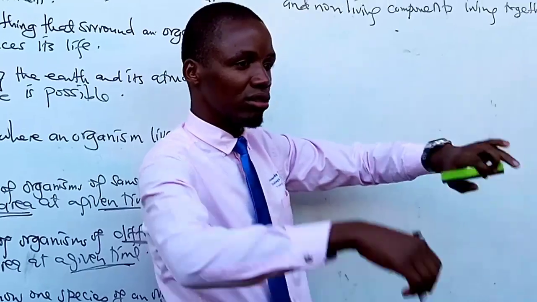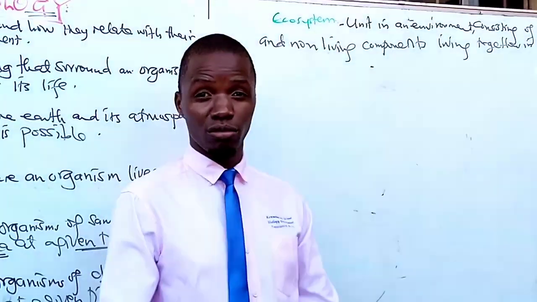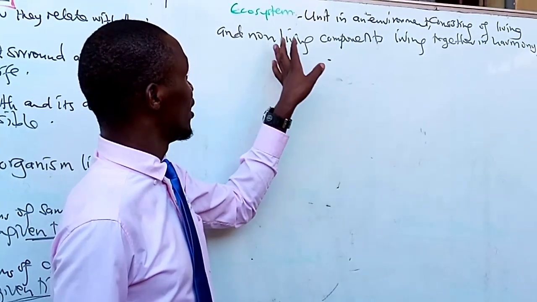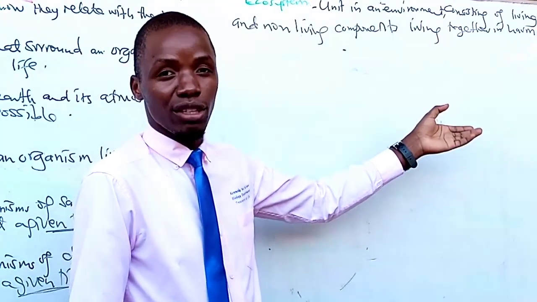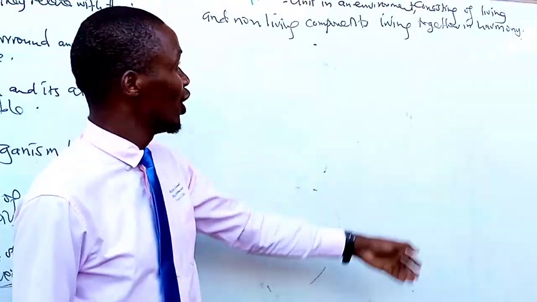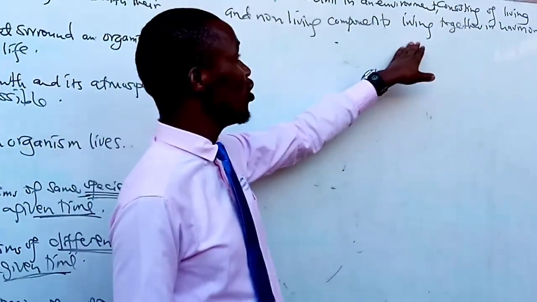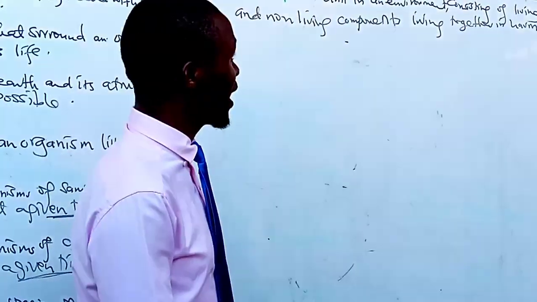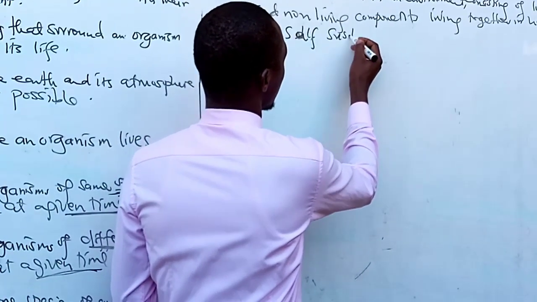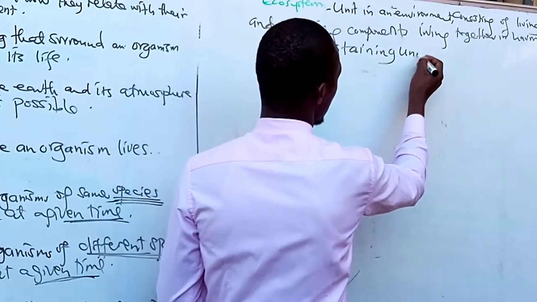For example, if you talk about this environment here, we have got land, we have got water. So it means you can have an ecosystem of water, like Lake Victoria is an ecosystem. In that Lake Victoria, you have got living things, and non-living things, water itself is a non-living thing. We have got living things there like fish and frogs and so on. So all those organisms, both living and non-living, they are all living together in harmony. In other words, they ensure that the area where they are living is self-sustaining.